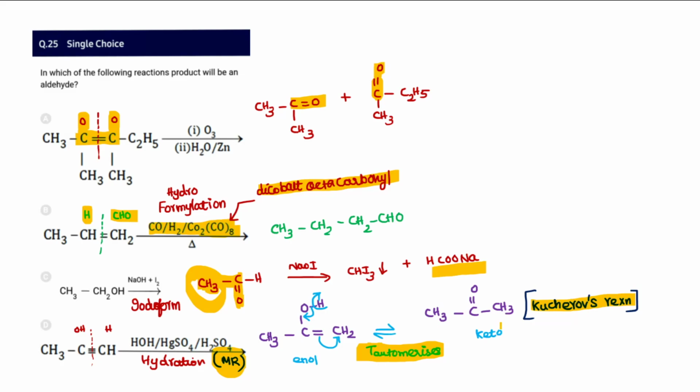Since it follows Markovnikov's rule, the negative part has to go to the carbon carrying the least number of hydrogens. Here this is the carbon which contains no hydrogen, and on the other carbon there is one hydrogen. Therefore the OH has to go to that particular carbon. It results in the enol form, and that gets converted into keto finally. So the option that matches exactly is B.